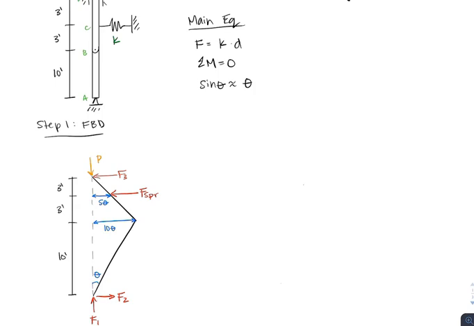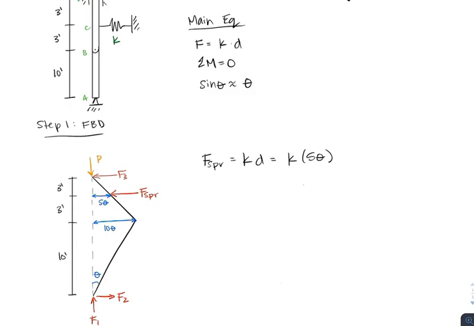Now that we have our free body diagram, we can find what the force in our spring is going to be. The force in our spring is going to be equal to K times d, which is going to be equal to K times the distance the spring deflects, which is 5 theta. So that means our force in our spring is going to be 5K theta.